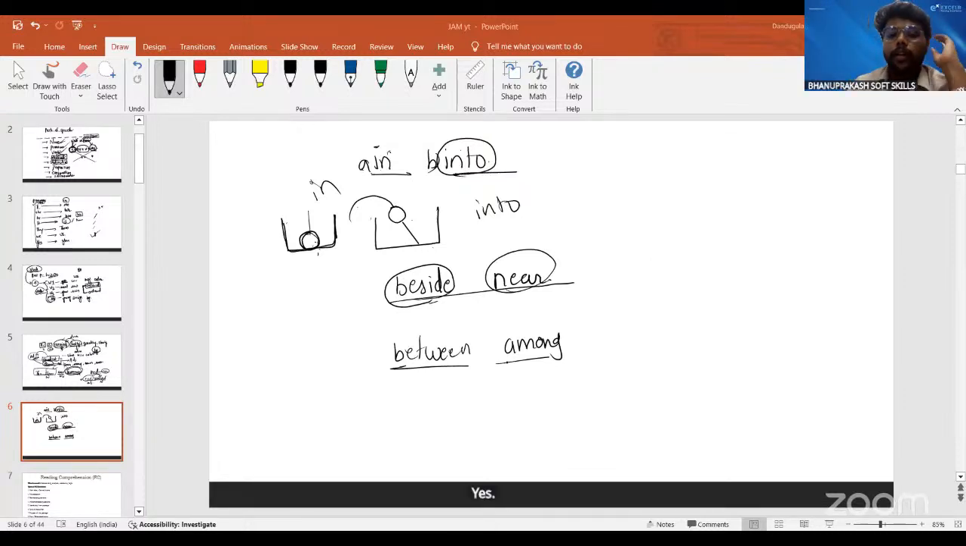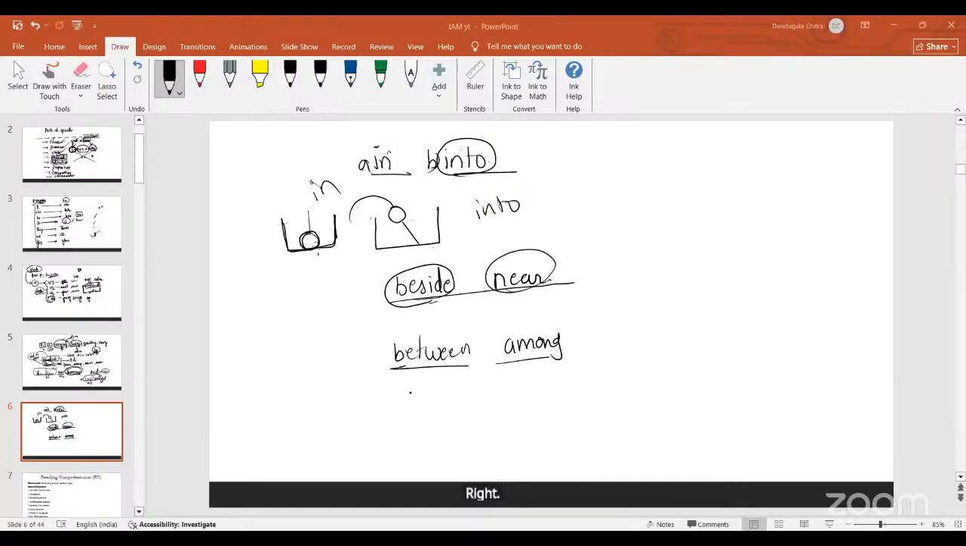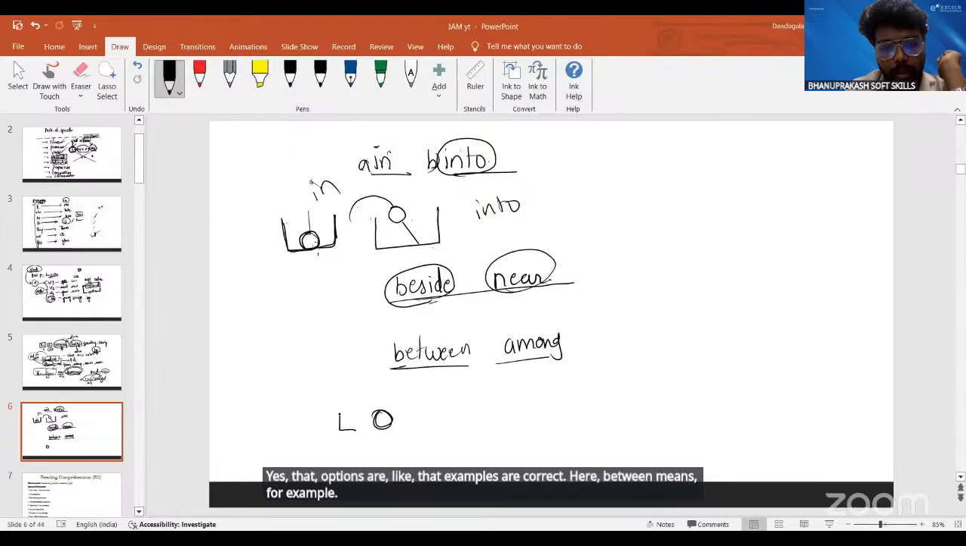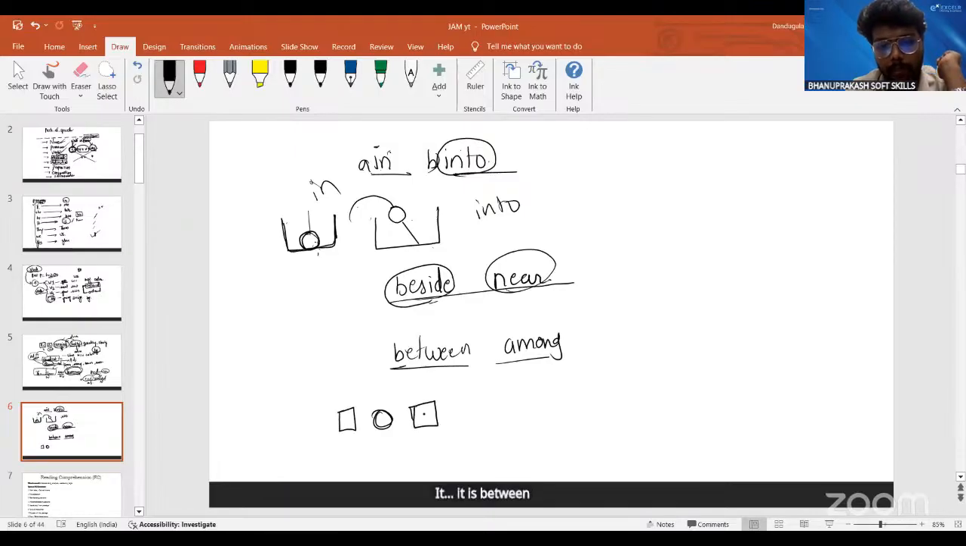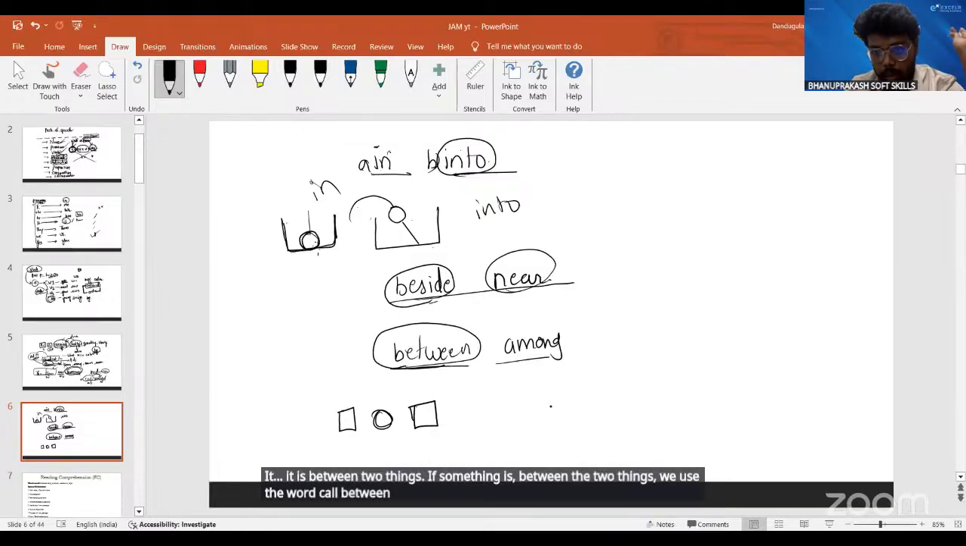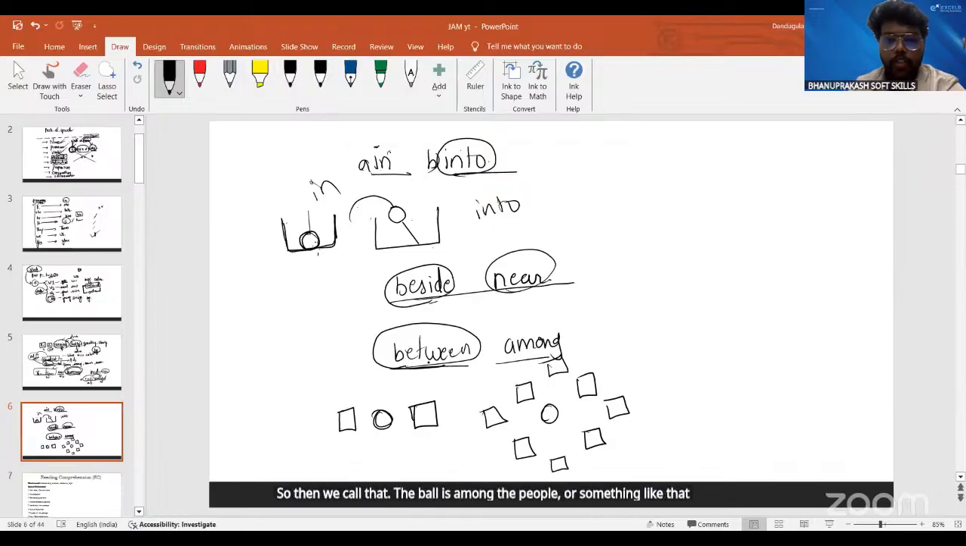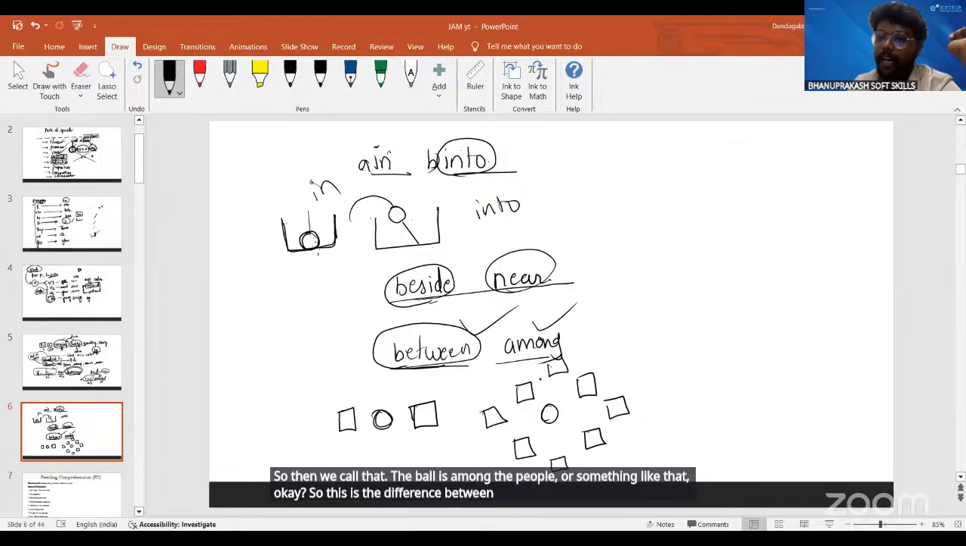Yes, right. As the teacher you said, distributes chocolates among the students. Yes, the options are like that. The examples are correct. Here, between means, for example, it is between two things. If something is between two things, we use the word between. And if there are more than two people, then we say the ball is among the people. Okay, so this is the difference between "between" and "among".